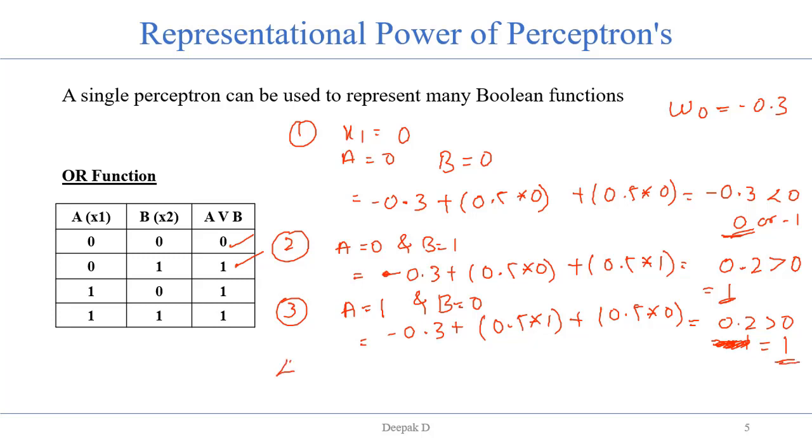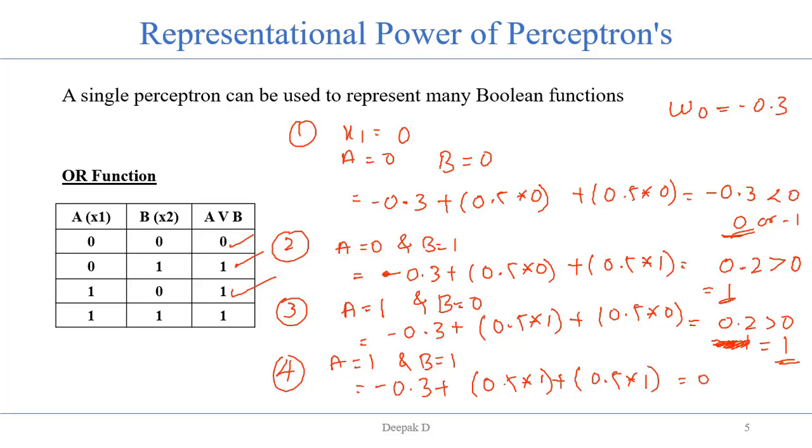And for the fourth instance, the instance is a equals 1 and b equals 1. Substitute the values: minus 0.3 plus 0.5 into 1 plus 0.5 into 1. So the value is 0.7, which is greater than 0.